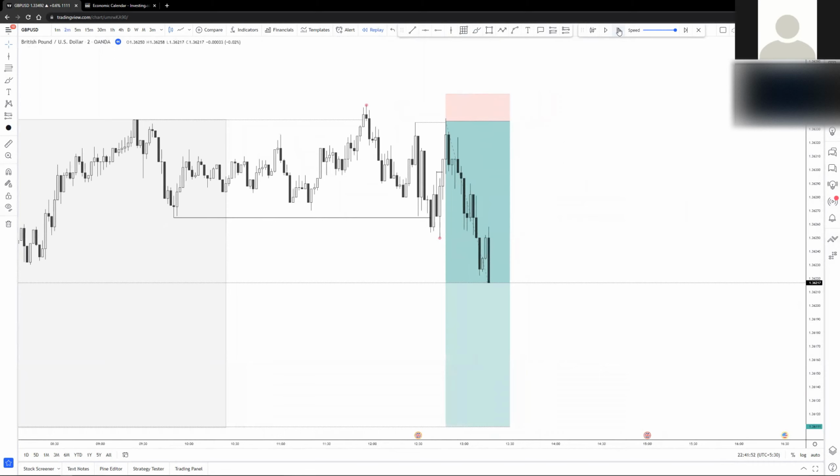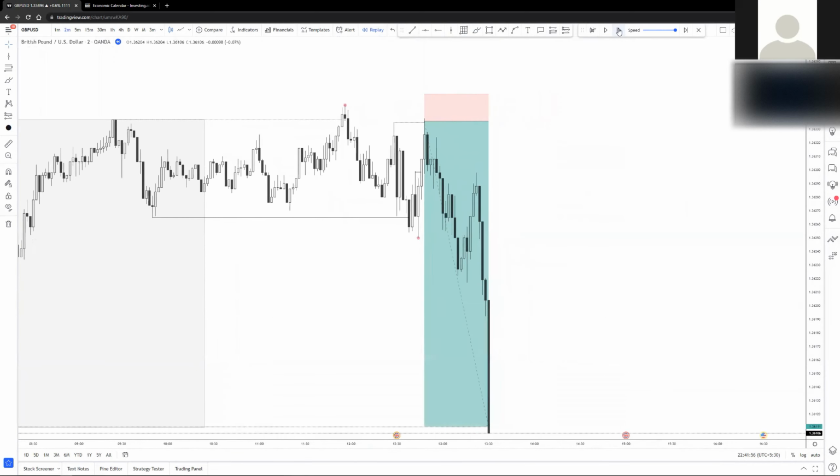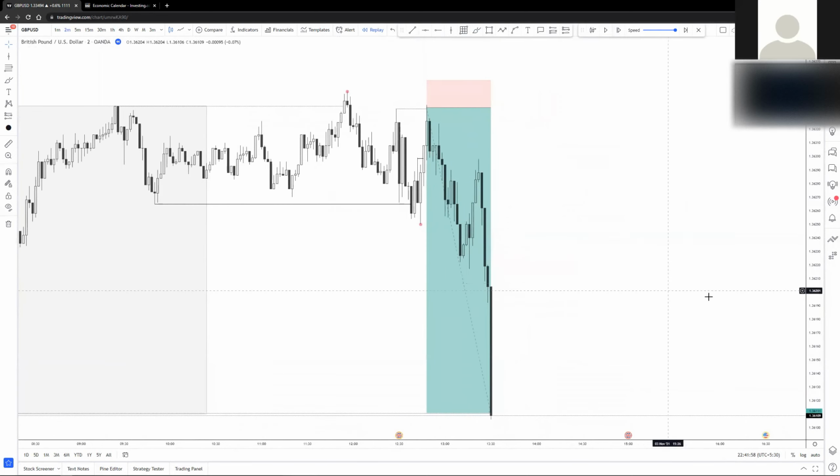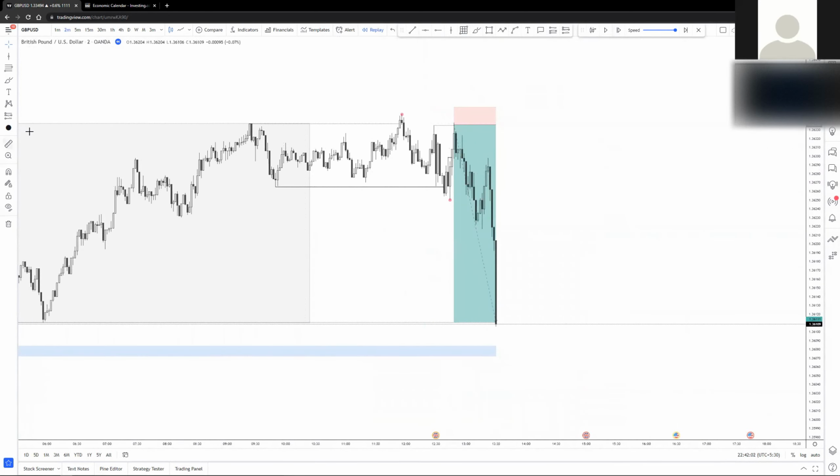Now London is about to open, and look at these fake moves. Strong move. Imagine how many people would have thought London is going to be bearish. It's going to drop, sell it, sell it, sell it. And why would anyone buy here? Do not catch a falling knife.